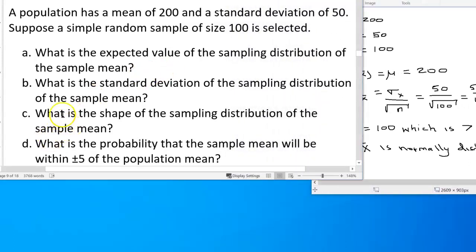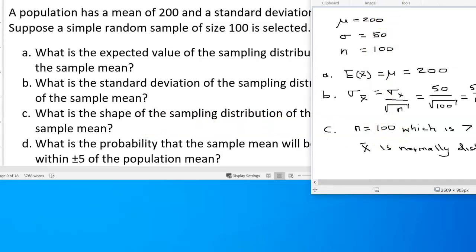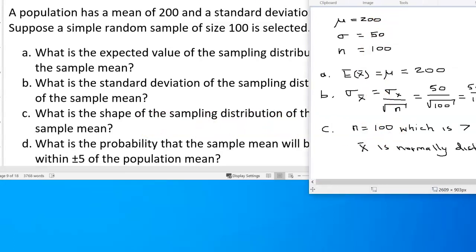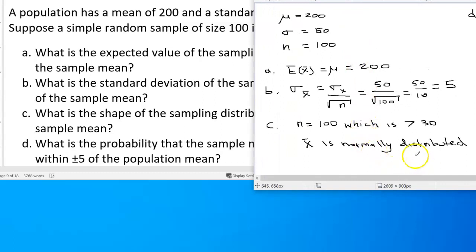In part C, it asks us what is the shape of the sampling distribution of the sample mean. So what is the sampling distribution of x bar? What shape is it? Is it normal or not? Okay, so we can invoke the central limit theorem, and that says if little n is large enough, we can use a normal distribution for x bar. So little n is 100, which is definitely bigger than 30. Sometimes we use 25 as a cutoff point. So anything above 25 or 30 is considered large, and so x bar is indeed normally distributed.